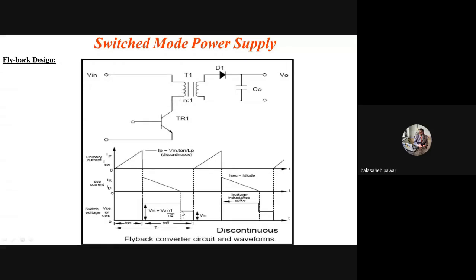And hence that step is shown just below, at the previous level. And how much is the amplitude? Its amplitude is only V in. And that cycle gets repeated. Okay.